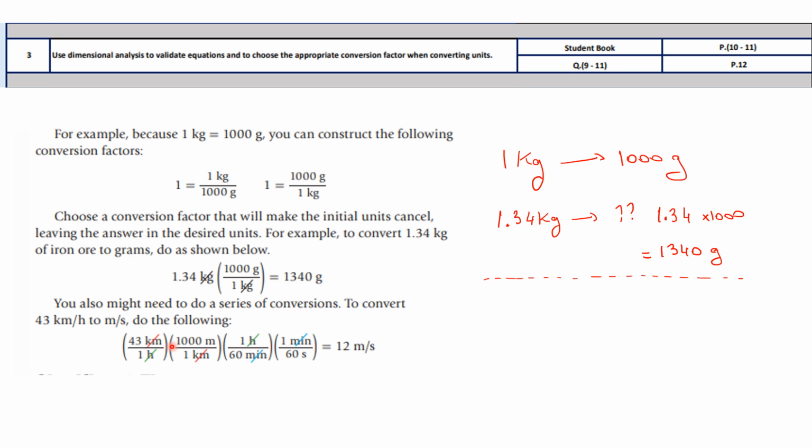Here is another case. What if we have two types of units, kilometer, which is about length or distance, and hour, which is about time? What if we combine these two units, kilometer and hour? Here they are asking us to convert from kilometer per hour to meter per second. We first convert kilometer to meter by multiplying by 1000, and then we convert hour to seconds, which is 60 by 60, around 3600 seconds.